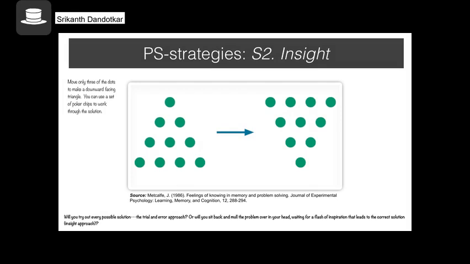Okay, let's talk about the second strategy now, the insight. For this, I would like to take this example. You see an upright triangle here with these dots. Your task is you have to move only three dots, any three of these dots, but by doing so, you have to convert this upward facing triangle to a downward facing triangle.